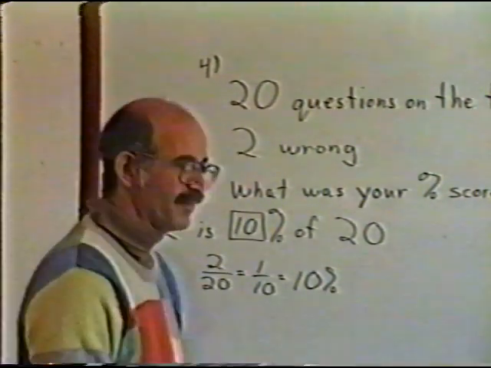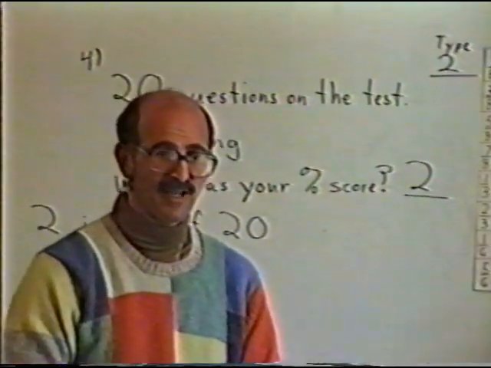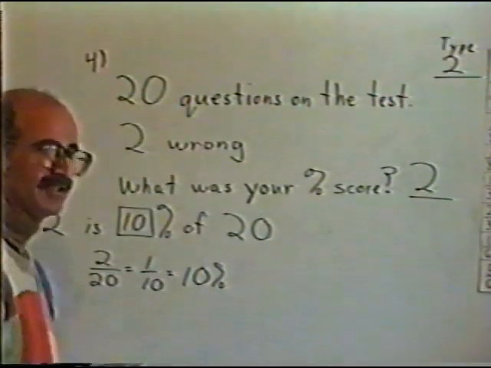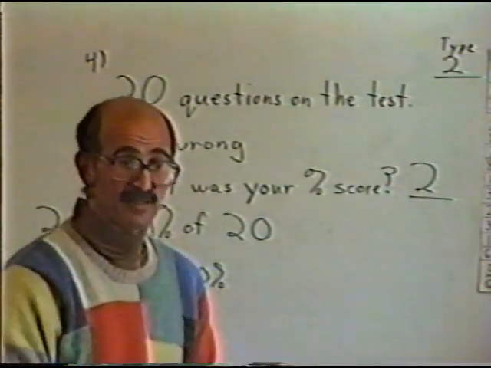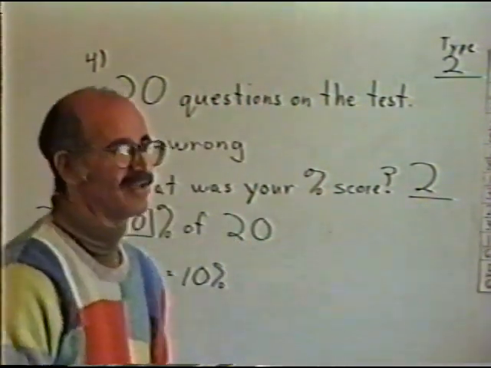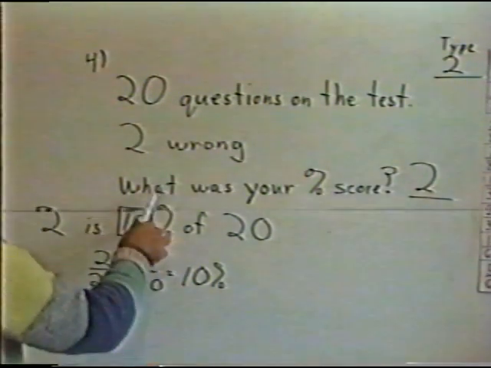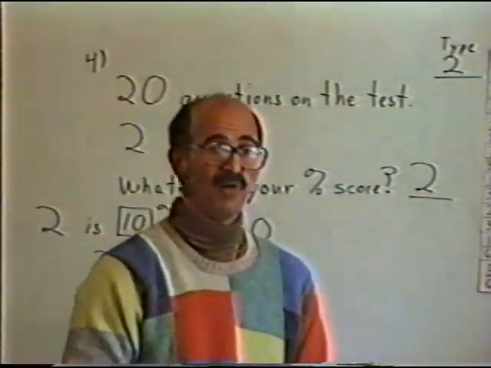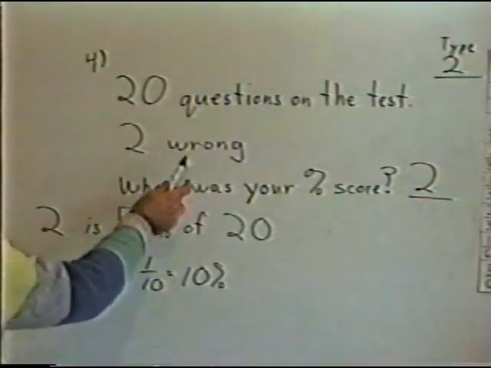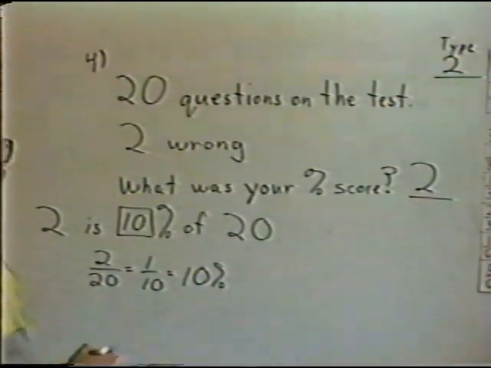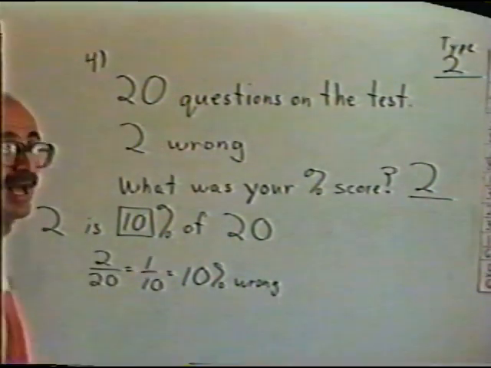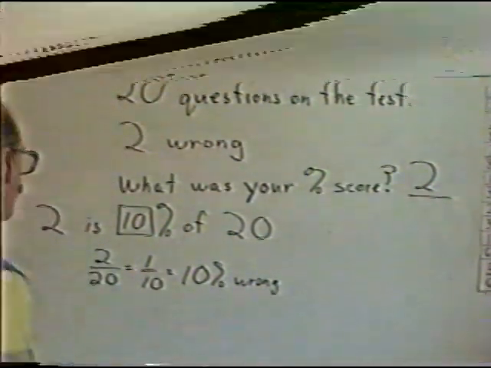Does that sound like we did very well on our test if we only got 10%? No. 20 questions, 2 wrong, we must have done better than 10%. The reason is we have a curveball. Our percentage score that we want to know is about how many we got right, but we were told how many we got wrong. If we got 10% wrong, we can figure out how many we got right, what percent.